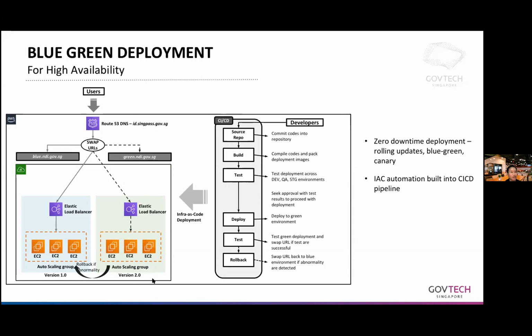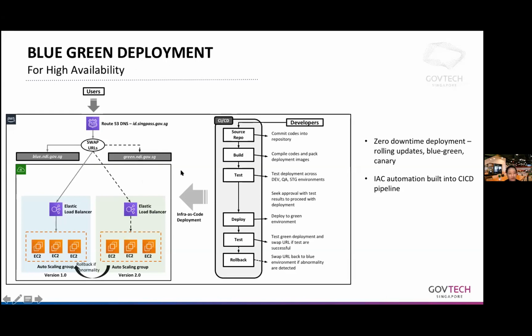Once this is done, we'll initiate an IaC script to switch the internal FQDN mapping from the blue zone to the green zone. This will redirect the traffic from the blue to the green. In the event that things go wrong in the green zone, we just have to swap it back. And our operations team will go back to look into the errors behind the scenes while the service still continues to run smoothly.